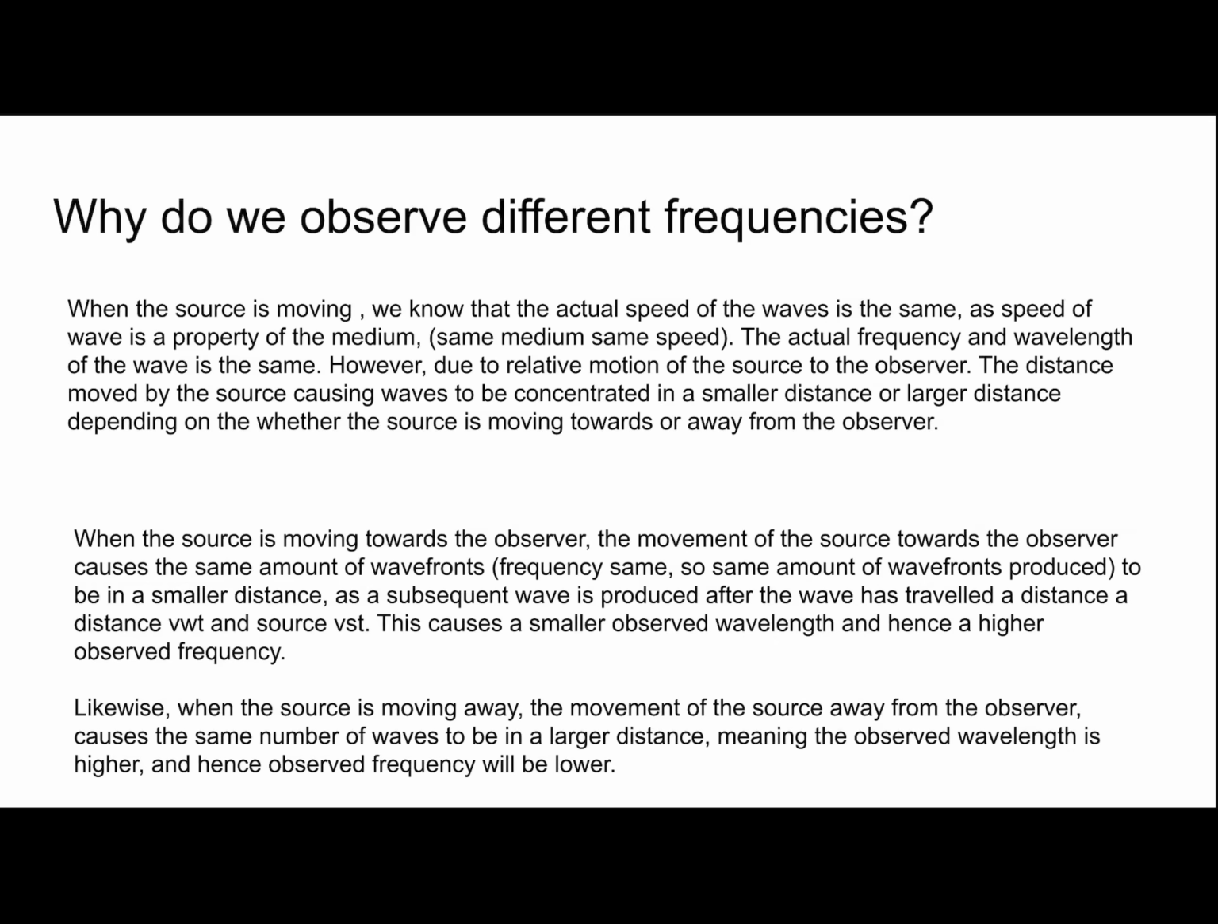If the source is moving away from the observer, we can see that the same number of wavefronts will now be concentrated in a larger distance, which means that we'll be observing a larger wavelength, which means that the observed frequency will decrease. Likewise, when the source is moving away, the movement of the source away from the observer causes the same number of waves to be concentrated in a larger distance, meaning the observed wavelength is higher and the observed frequency is lower. So that's the theory behind the Doppler effect.